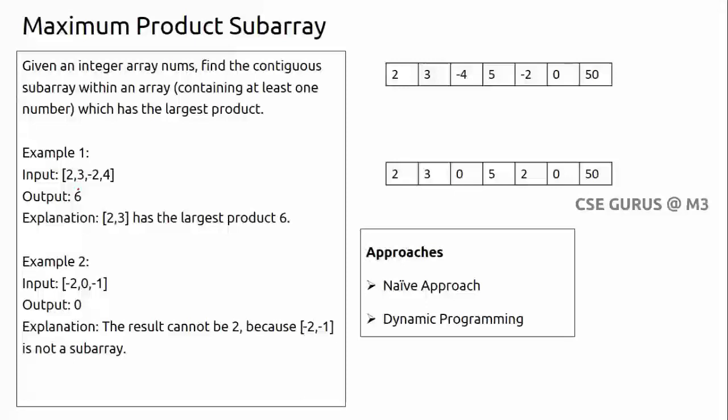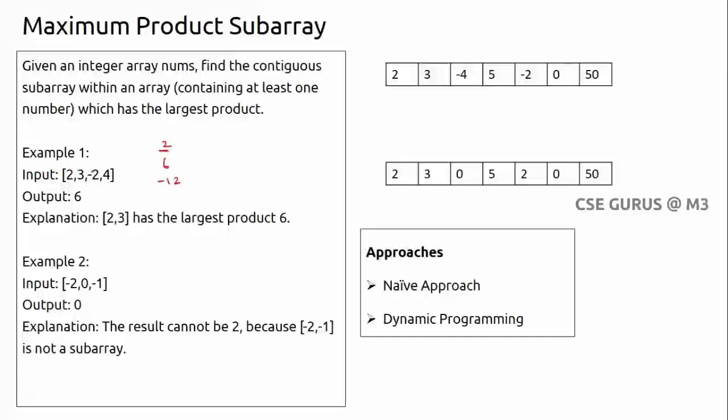Okay, so let us see for this example how it works. First I'll take 2. What is this product? If I take only 2. Next, can I take 2 into 3? Yes, the value is 6. Next, let us suppose I take 2 into 3 into minus 2. What is the value? It is minus 12.